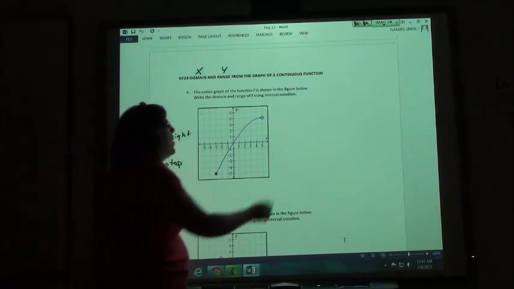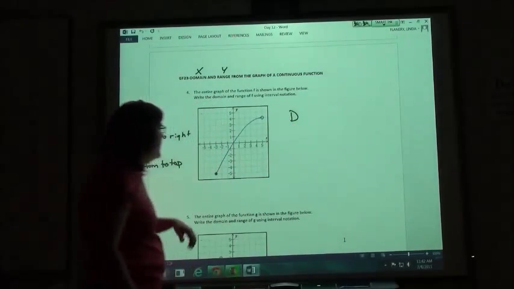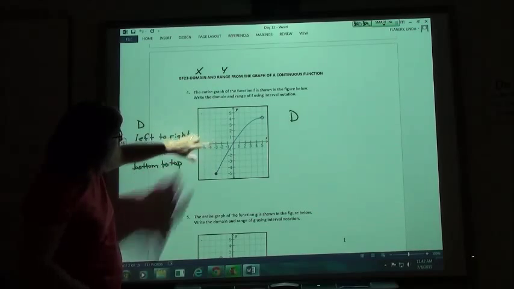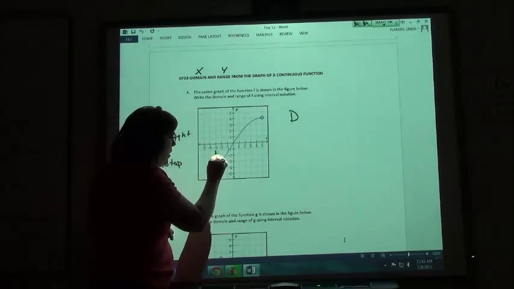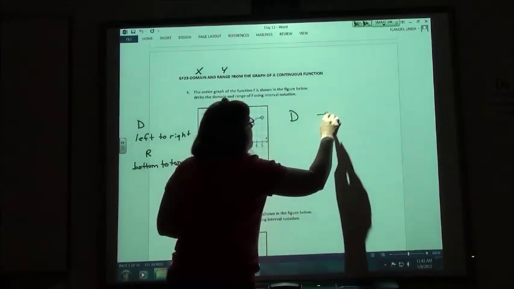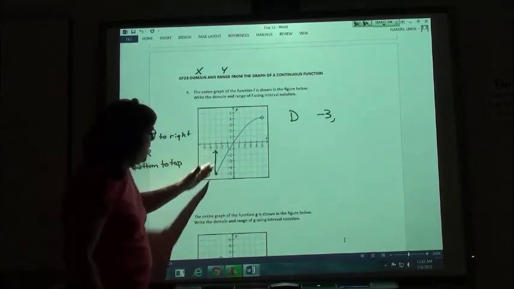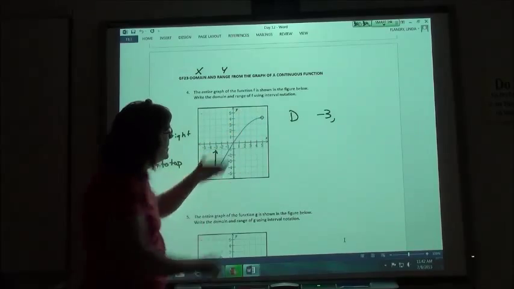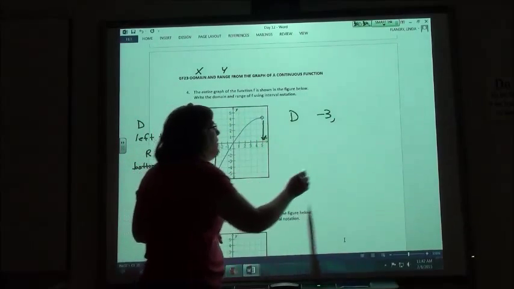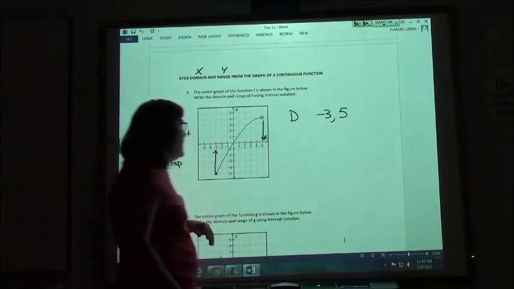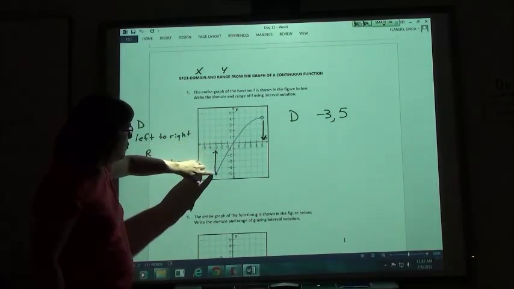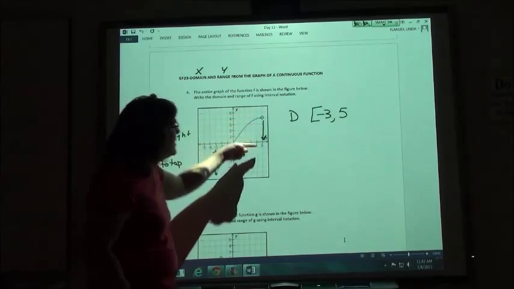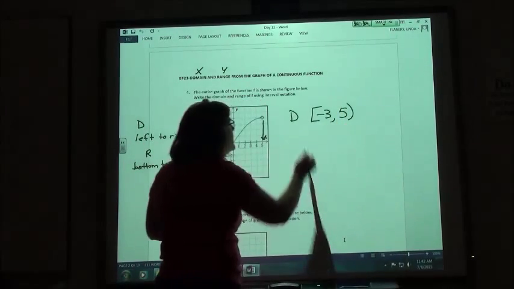So if I'm going to list what my domain of this graph is, there's nothing back here. Our first point to the left has an x value of -3. My graph is continuous. The farthest point to the right has an x value of 5. And then, of course, I need my endpoints. The 3 we are including. We are on the graph. The 5 we're not including, so that's going to have a parenthesis.